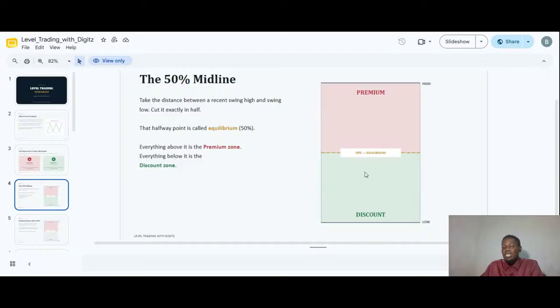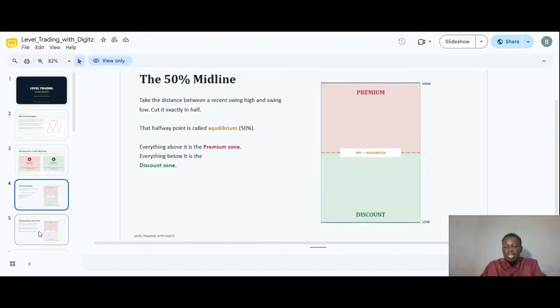Like I said, do not sell in the discount zone. You will be taken out as liquidity. It is very, very sure that you'll be taken out as liquidity. Then do not buy in the premium zone. It is very, very sure that you'll be taken out as liquidity. Please don't take that risk.